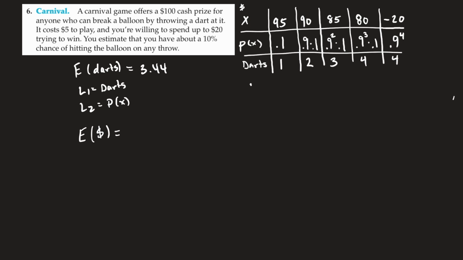in this problem. Well, in this case, L1 is going to be my X values. In this case, it would be the dollars. And then L2 is still my probability, P of X. That doesn't change. Okay, I'm going to type this in and work it out. It's going to turn out I'm going to get $17.20. And that's pretty much how you do this question.